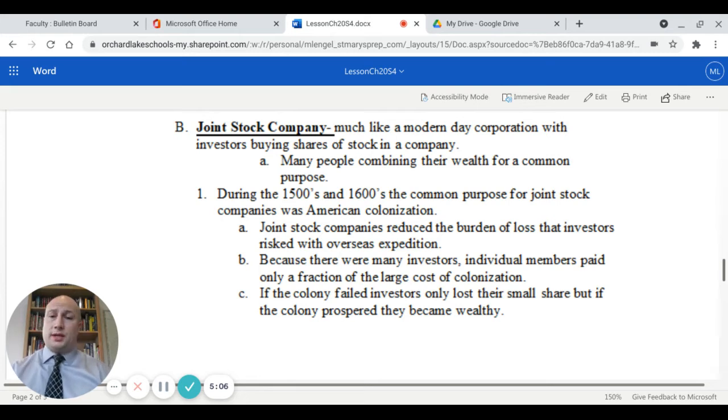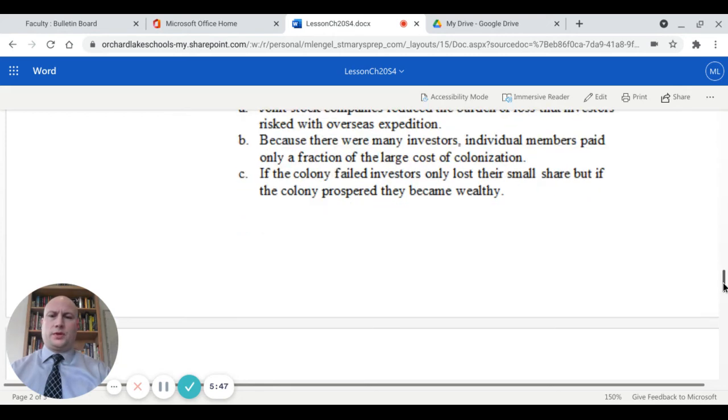Because there were many investors trying to get involved in this, individual members paid only a fraction of the large cost of colonization. You got to think about having a ship, paying the crew. You've got to think about then, of course, protecting the land, farming the land. There's a lot that goes into this. If the colony failed, however, investors would only lose the small share that they put in. But if the colony prospered, they're going to get a percentage of the overall profit and income, and they can become very wealthy. So these joint stock companies or joint stock ventures were really like the early form of a stock market where people could invest in exploration and colonization and can become very wealthy.